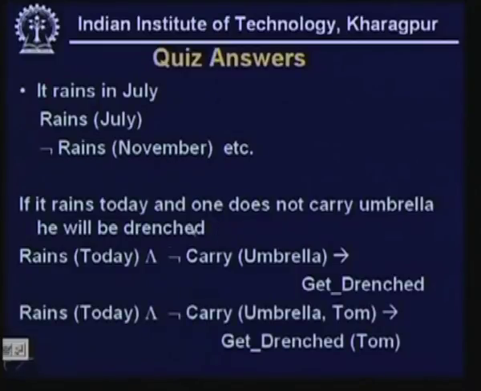If we do away with this problem of "one", let us take another example. Rains today and Tom does not carry umbrella implies that Tom will get drenched. So, rains today and not carry umbrella Tom, get drenched Tom. In this way, you can try the rest of the examples. I think there were two more which you can try. The only tricky thing was here. So, now let us come back to today's lecture.